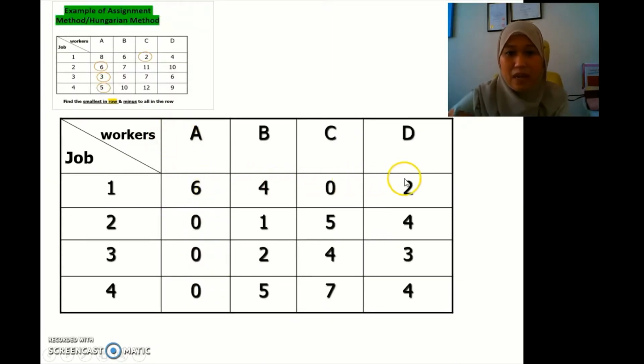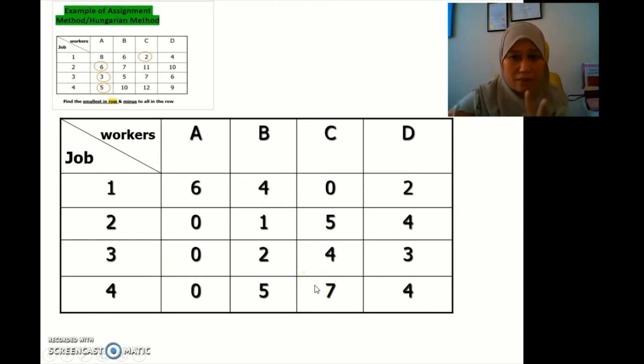Okay, these are the answers from the step earlier, in which we find the smallest in the row, then we minus the smallest number with all the numbers in each row. Okay, so remember, this is from the beginning, this is the answer. Okay, so we have 6402, and then 0154, and then so on.